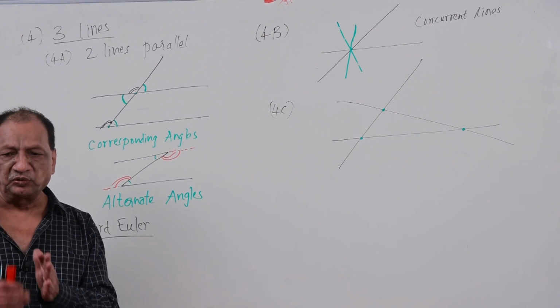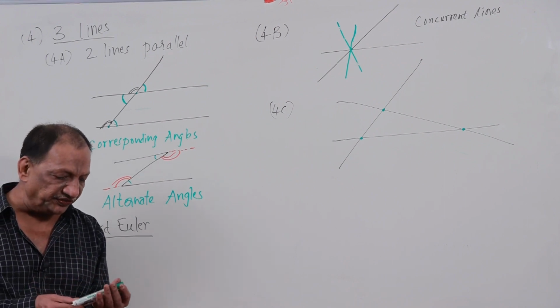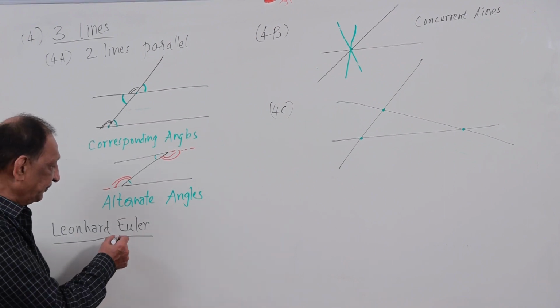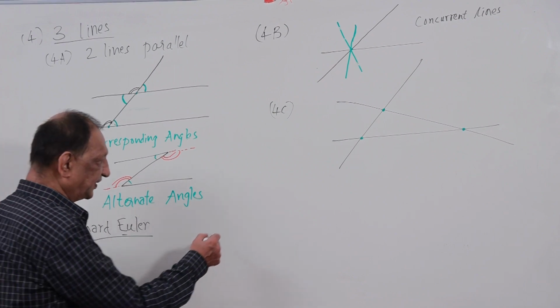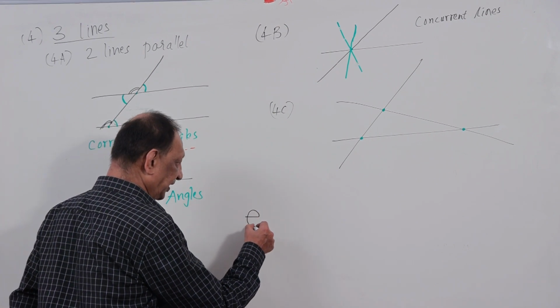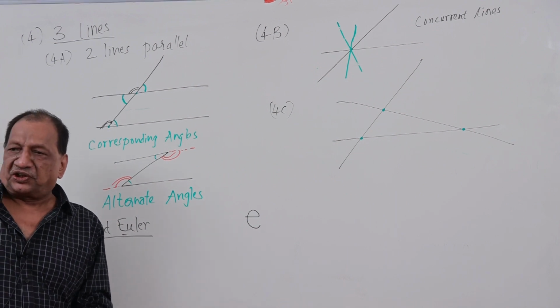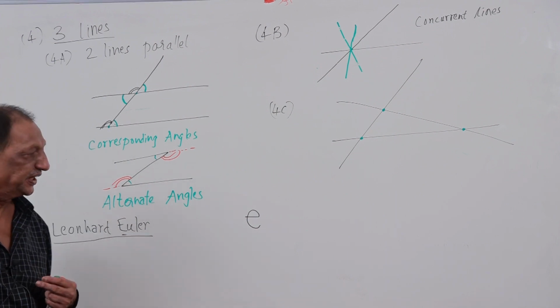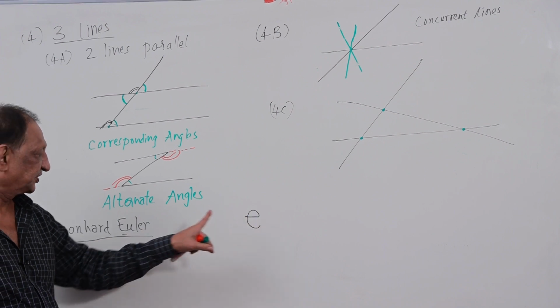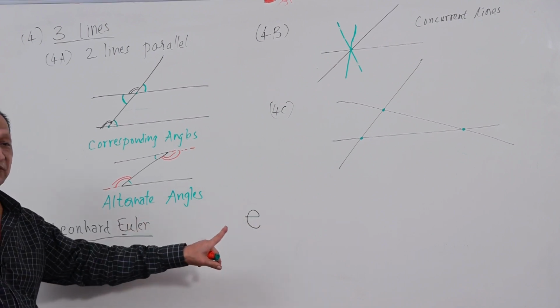And in fact, to pay homage to him, what we do is we give the first letter of his name as a name to the base of natural logarithms, e. What we call the base of natural logarithms, or the number e as part of the real number system, is the first letter of his name. It's called e because of that.